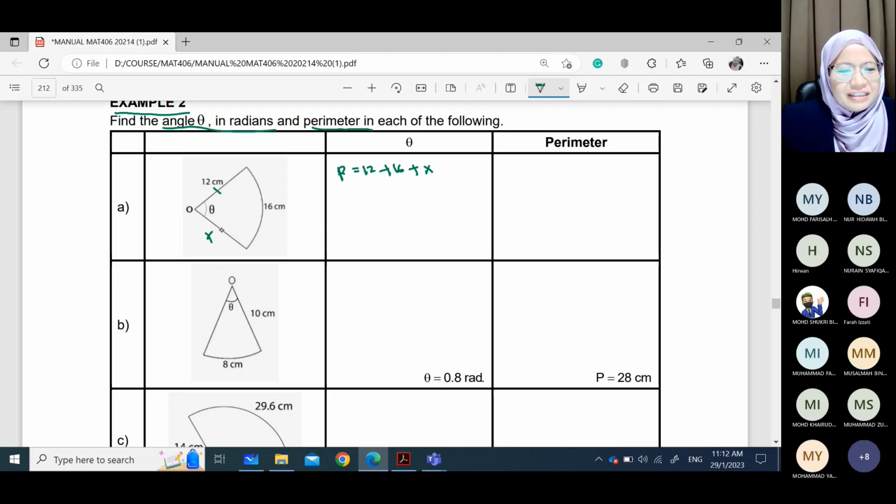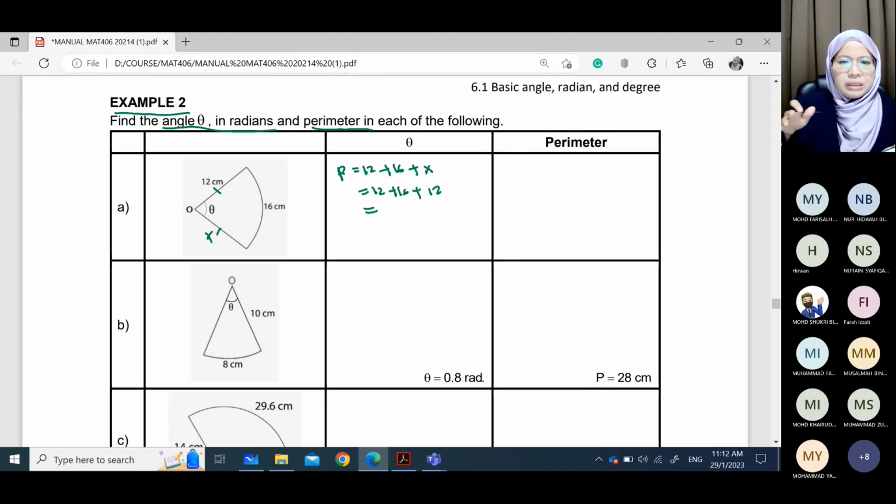Ni radius kan? So radius dia bergerak mana-mana dia akan sama. Yes. So perimeter dia adalah 12 plus 16 plus 12. So untuk perimeter adalah ukuran bagi lilitan sesuatu benda. So kalau untuk yang ini, lilitan bagi yang inilah, yang ini dengan arc length dia dan juga dengan radius yang ini. So ini semua adalah perimeter. So ukuran dia adalah 12 tambah 16 tambah 12. So untuk perimeter bagi sektor yang ini adalah 40 cm.